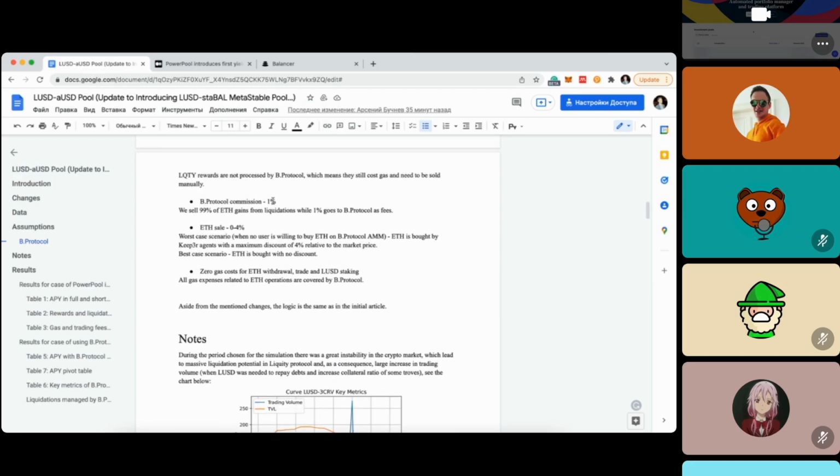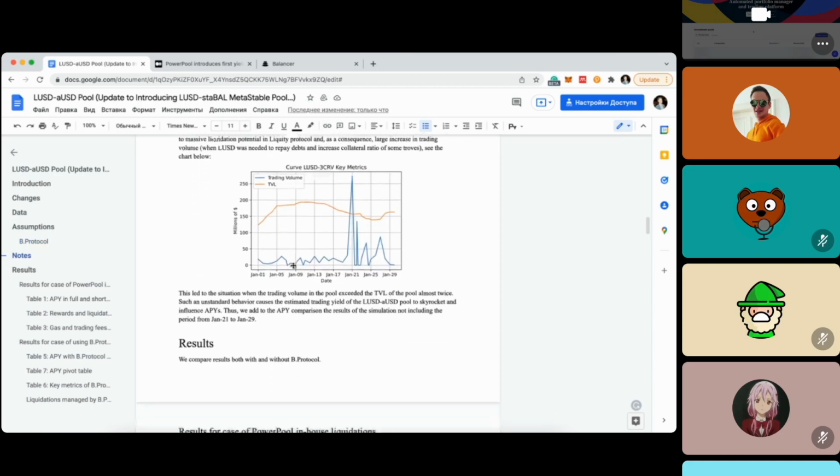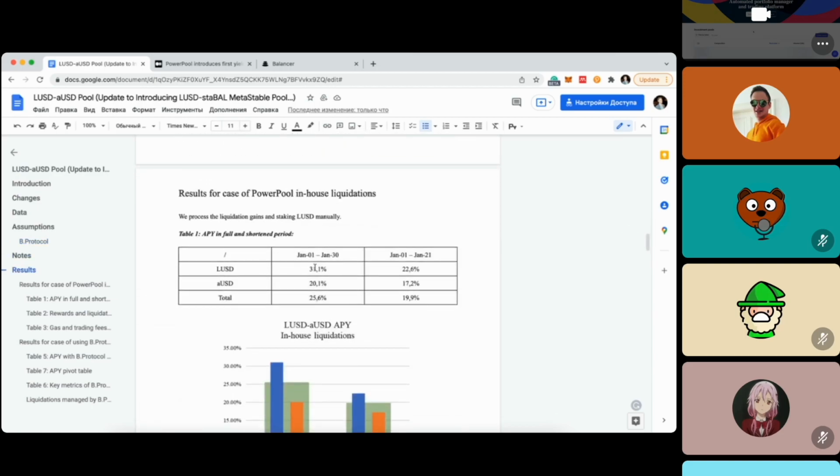So the B protocol fee is 1%, as I said before, and they charge 1% from Ethereum gains, and they also have a discount for selling Ethereum from 0 to 4%, because 4% is the maximal amount. But yes, it can be between 0 and 4 anyway. So these are the APY that we got.